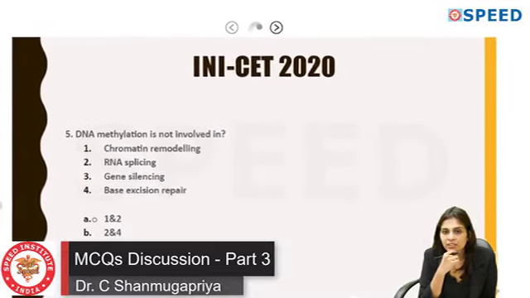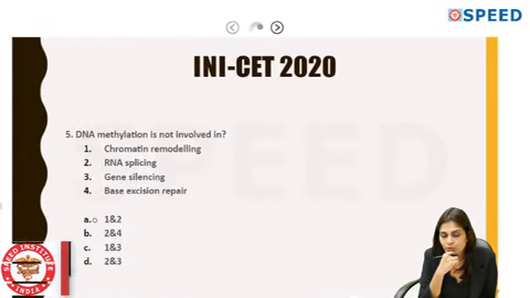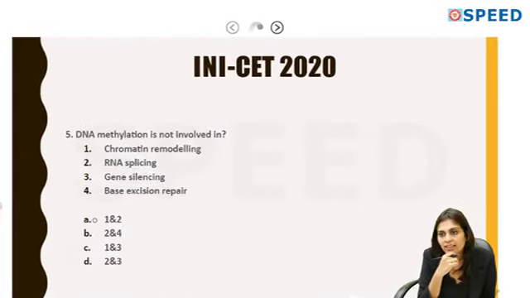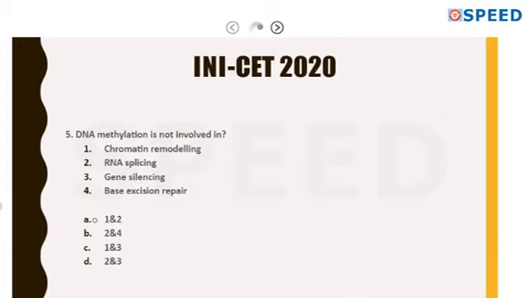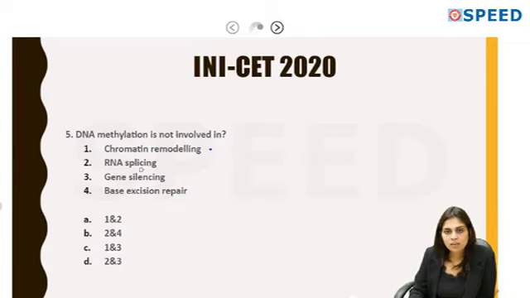DNA methylation is not involved in... You try answering this question and then I'll explain this. DNA methylation is not involved in chromatin remodeling, RNA splicing, gene silencing, base excision repair. It's not involved in... Is it involved in chromatin remodeling, splicing?